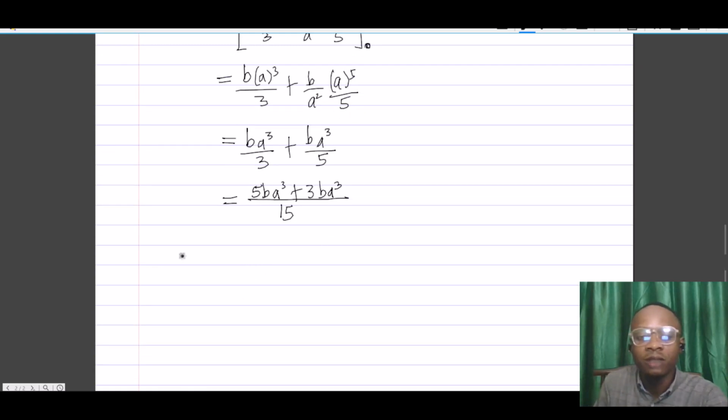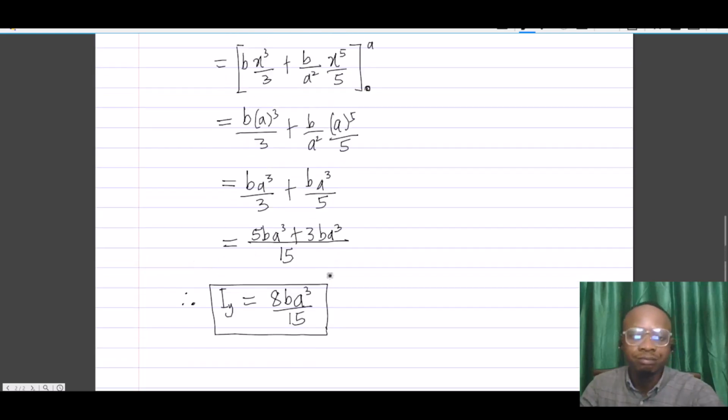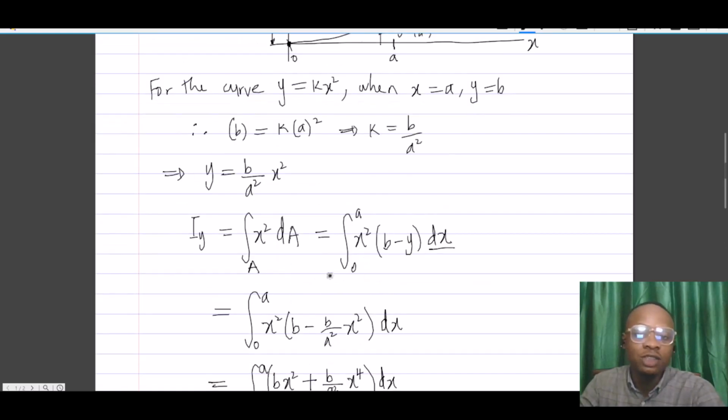So therefore, our moment of inertia about the y-axis is 8ba cube over 15. So that is that about moments of inertia about the y-axis. It is so interesting to deal with.